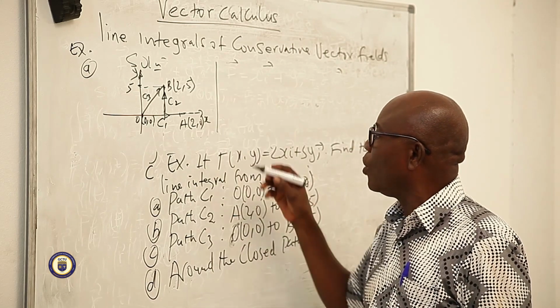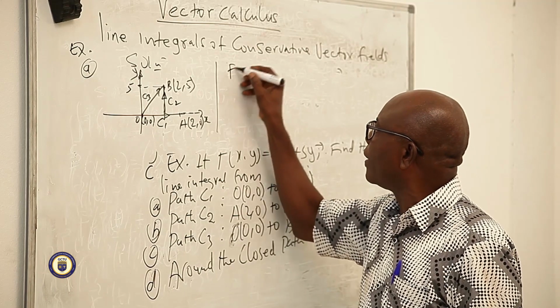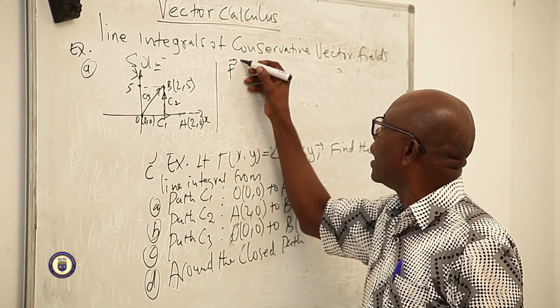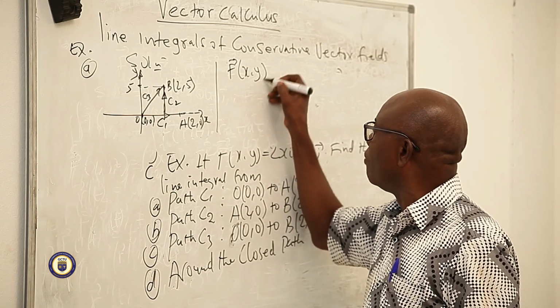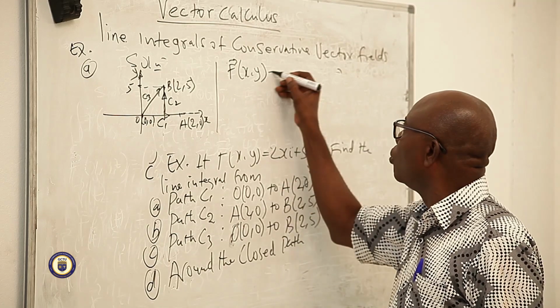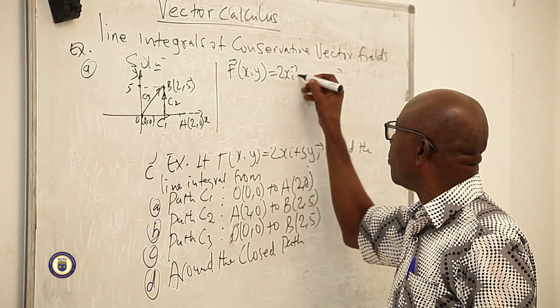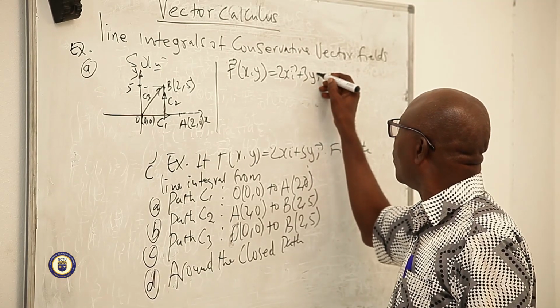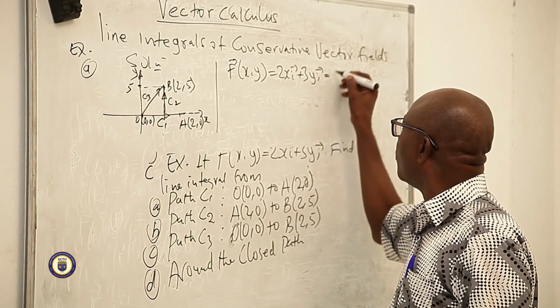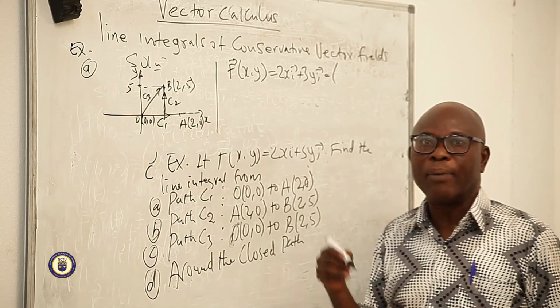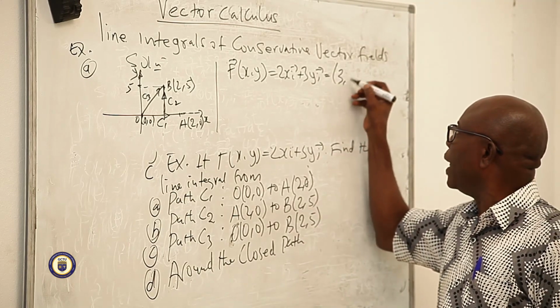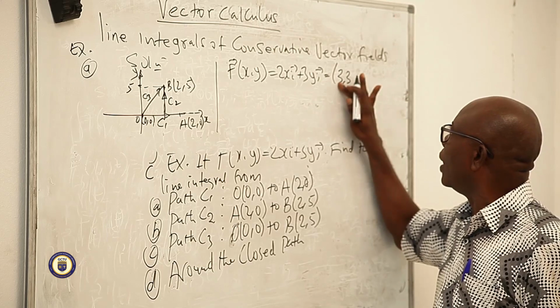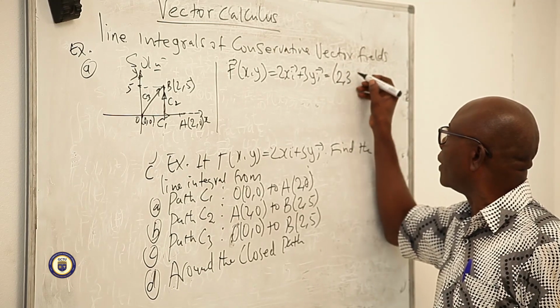Example A, we know our conservative vector field F(x,y) is given as 2x i plus 3y j, which we can put conveniently in the bracket as 2 and 3.